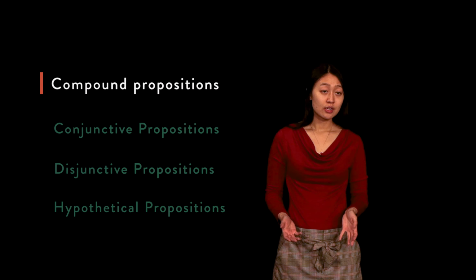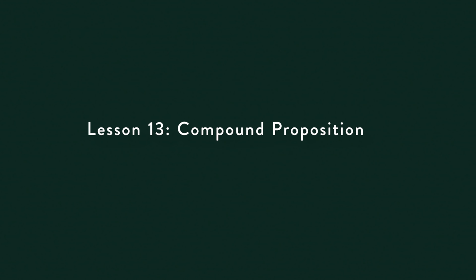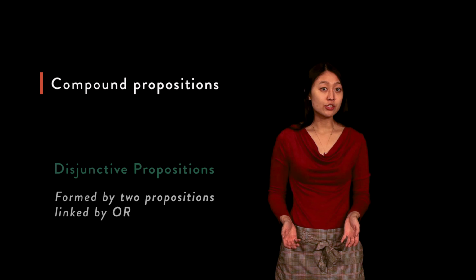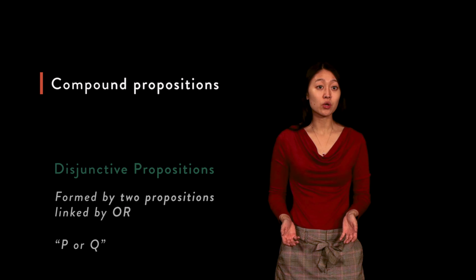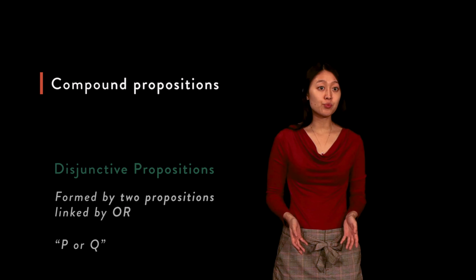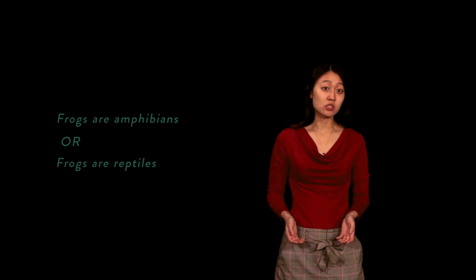Continuing from last time, within this lesson we'll be looking at disjunctive propositions. Disjunctive compound propositions are formed by two propositions that are linked together by "or." In variable notation, propositions of this form will appear as P or Q, with P and Q both being separate propositions. For example, let's take the propositions, "frogs are amphibians" and "frogs are reptiles." We can form the disjunctive proposition, "frogs are amphibians or frogs are reptiles."